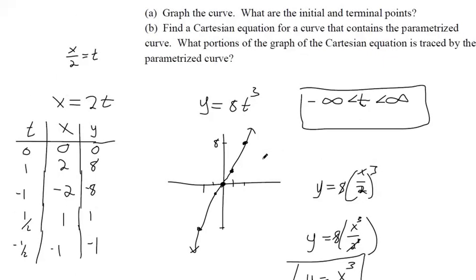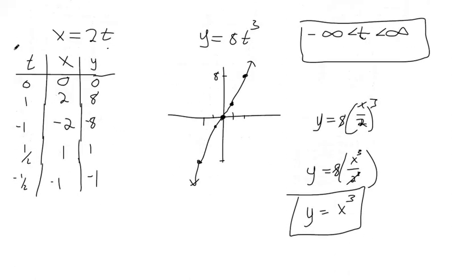So that's the Cartesian equation. You solve for t in one of the equations and then you plug it in the other. That's usually how you find the Cartesian equation for the curve. What portions of the graph of the Cartesian equation are traced by the parameterized curve? Right now our findings were that every point of our graph of the parameterized equation matches up perfectly with what's going on here. That might not be the case when the functions start getting trickier, but right now there's no funny business. Our graph matches the y equals x cubed graph.